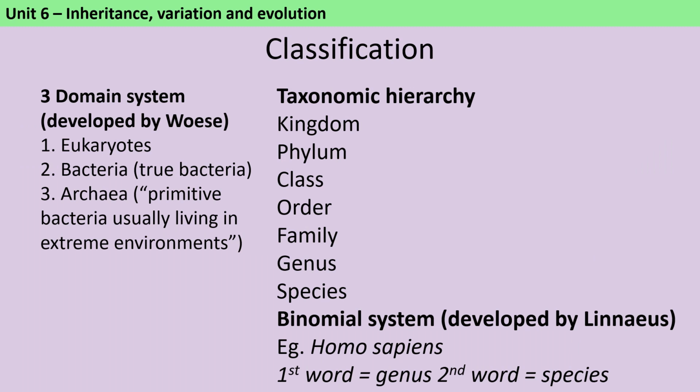Classification is the science of putting species into groups based on their shared characteristics, and you need to know about 2 systems, the old school taxonomic hierarchy system and also the 3-domain system as proposed by Woese in 1990. In the 3-domain system we have eukaryotes, including animals, plants and fungi, then the true bacteria, and finally the archaea, which truthfully are as different from true bacteria as they are from us, but according to AQA they're primitive bacteria usually found in extreme environments.